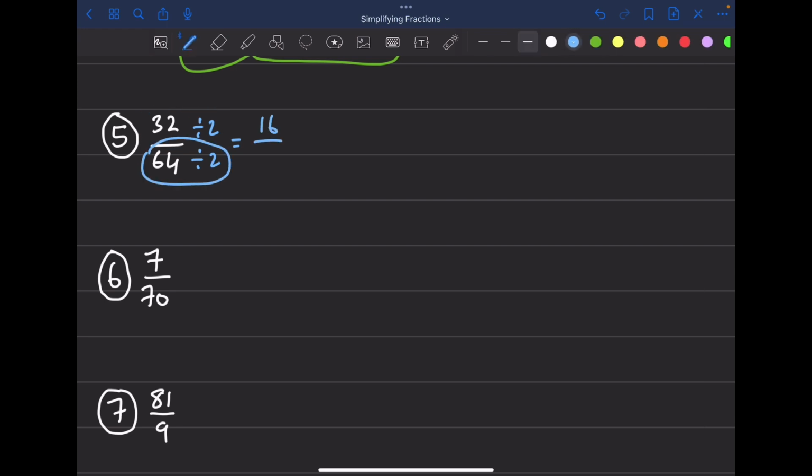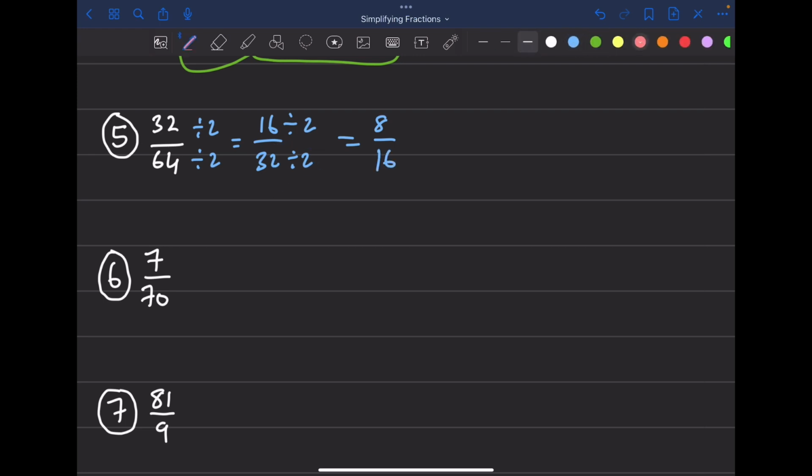64 divided by 2 is 32. Okay, let's do it again because 16 and 32 are both even numbers. So let's divide top and bottom by 2. So 16 divided by 2 is 8. 32 divided by 2 is 16.